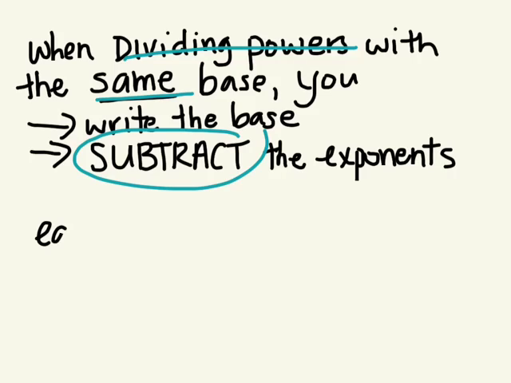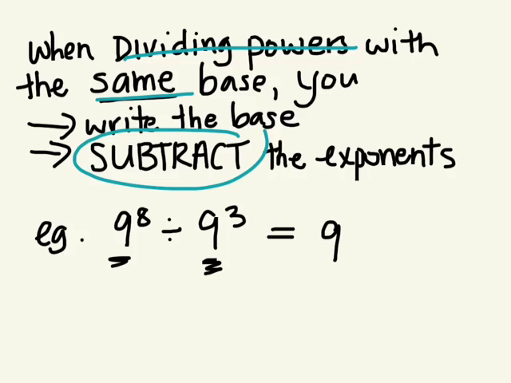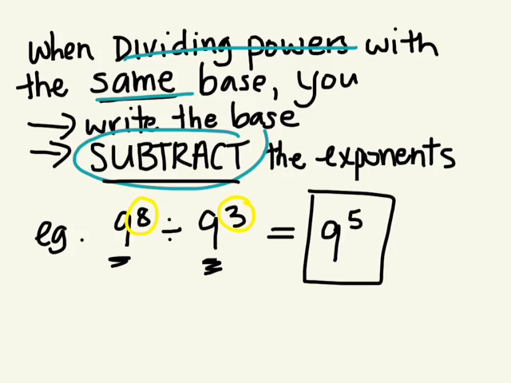So as an example, what's 9 to the power of 8 divided by 9 to the power of 3? So we need to write the base. What's the base? Nicole? What's the base? 9. Then what do we have to do with the exponents? What do we have to do with the exponents? Subtract. What's 8 take away 3? 5. So the final answer is 9 to the power of 5.